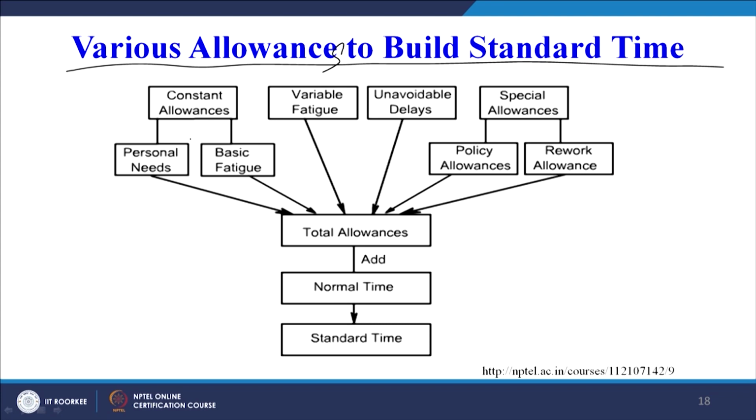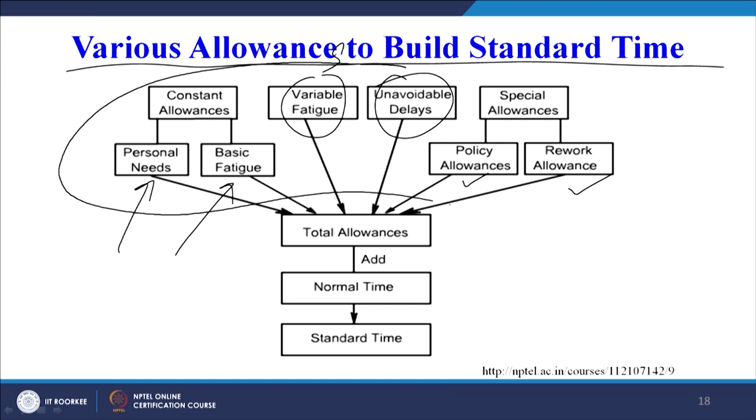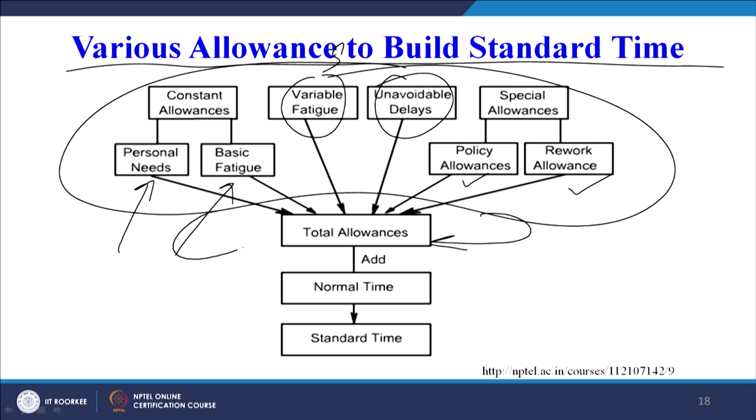There are constant allowances like personal needs and basic fatigue. There are variable fatigue allowances depending upon the type of work being given to the worker, allowances due to unavoidable delays, then special allowances such as policy allowance and rework allowance. So we add up all these allowances into the total allowance, and the total allowance is then combined with the normal time that we have already calculated.